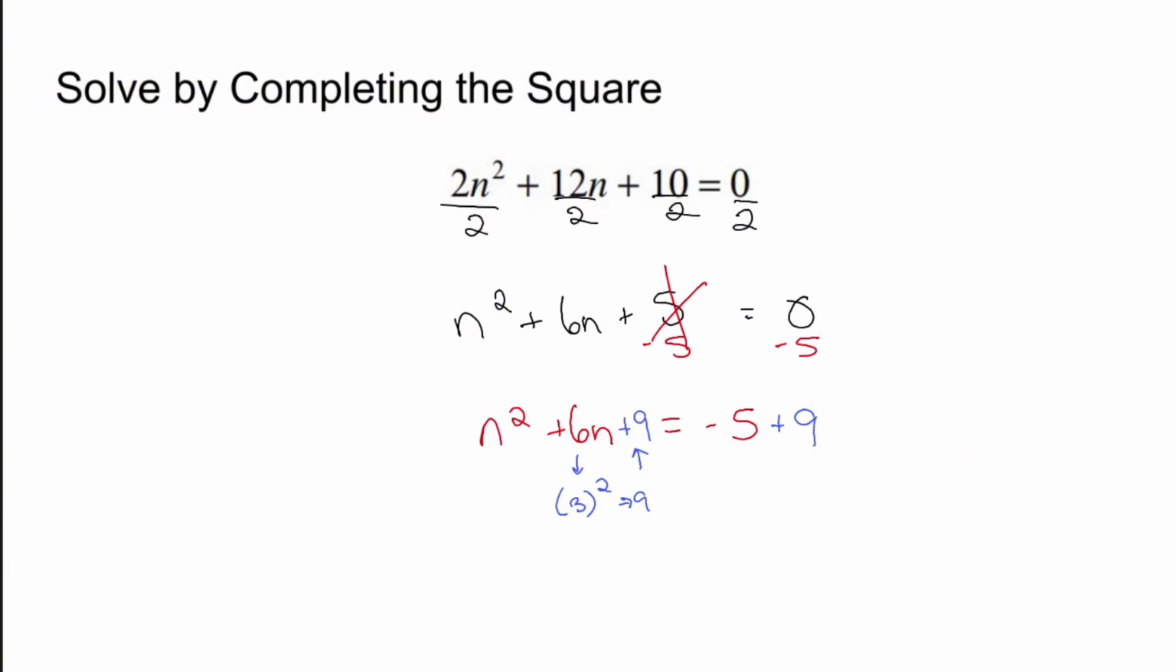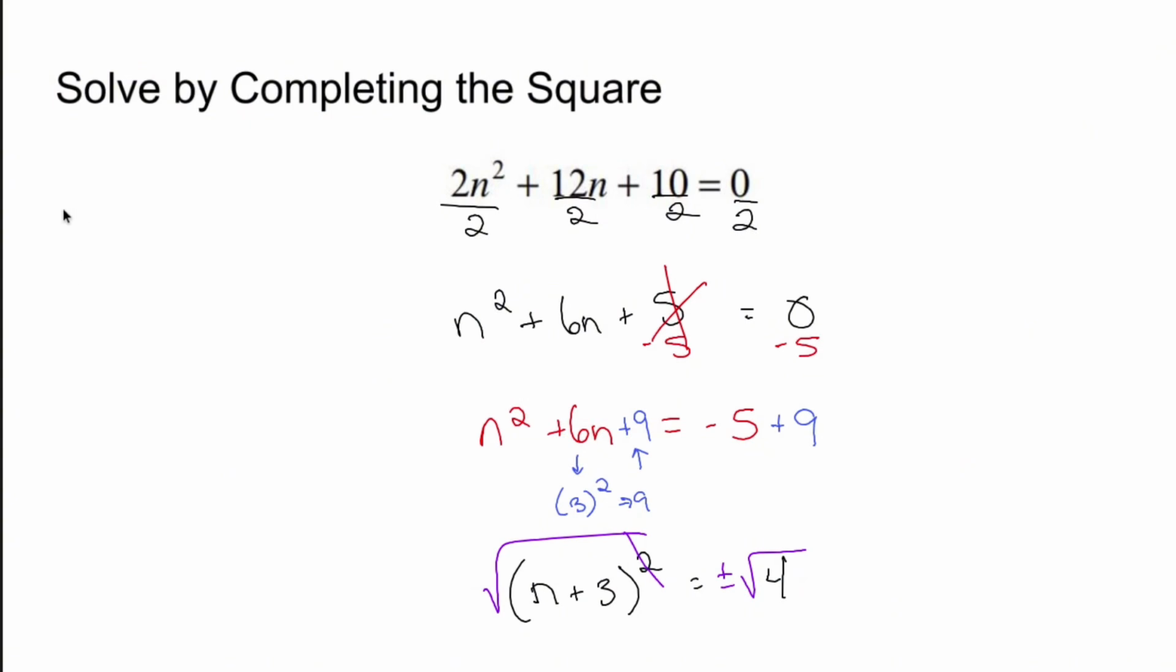That leaves us with n squared plus 6n plus 9, which is always going to be a perfect square trinomial. So it factors out quite nicely to that. And that's going to equal negative 5 plus 9, which is 4. Now that we have something squared equals 4, we can square root both sides. And when you square root both sides, don't forget the positive or negative, so that cancels out.